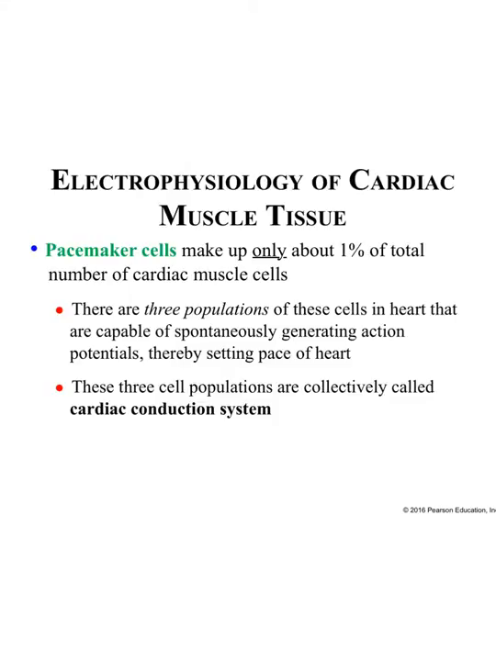Okay, so that was the contractile cells. The other cells, which are in very small amount, are what we call pacemaker cells. So contractile cells are 99%. These only make up about 1%. But these are those highly specialized cells that have the autorhythmicity factor. There are 3 different types of these pacemaker cells that we're going to talk about.